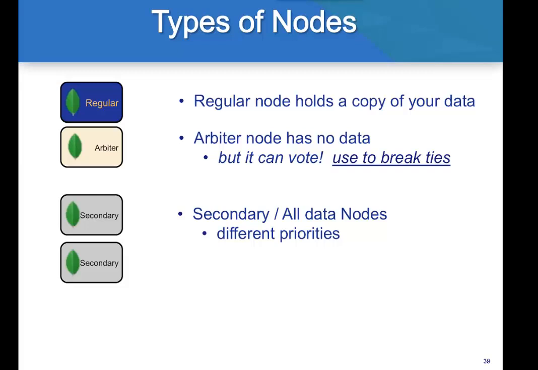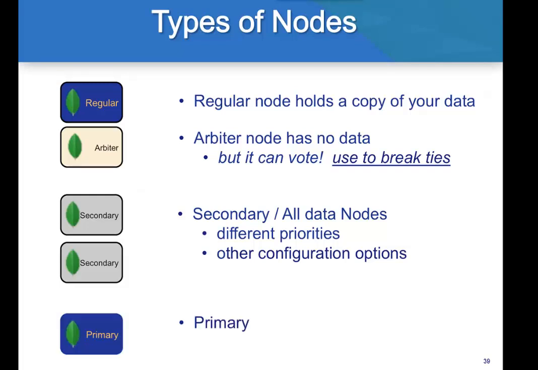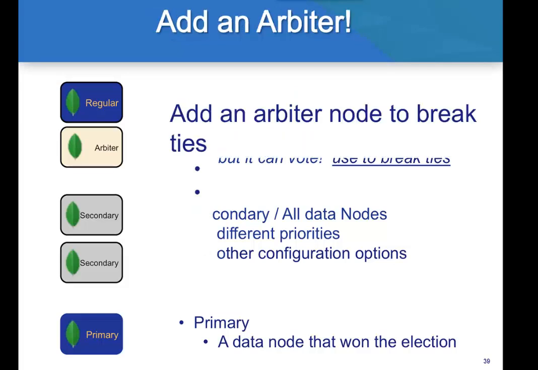Secondary nodes can be set up with different priorities. We'll talk about this in a moment, and about the other configuration options that you can have. Actually, we'll just briefly touch on those. The primary node, and this is critical, is just a data node that won the election. So you have your secondary nodes and your primary nodes. They are both data-bearing nodes. The primary node is the one that won the election. Arbiters have no data, but they have votes.